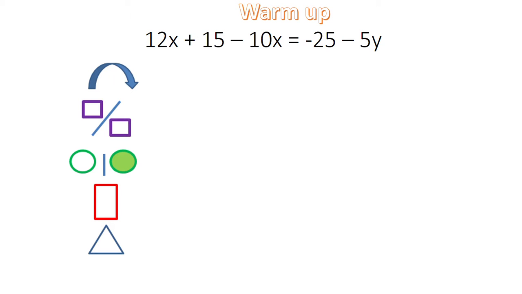Okay, here's our warm-up question. We have 12x plus 15 minus 10x equals negative 25 minus 5y. Now also on the screen I have these shapes. These shapes I taught in previous videos, and these are our shapes to help us learn how to solve what step goes when. Now the first shape is an arrow.